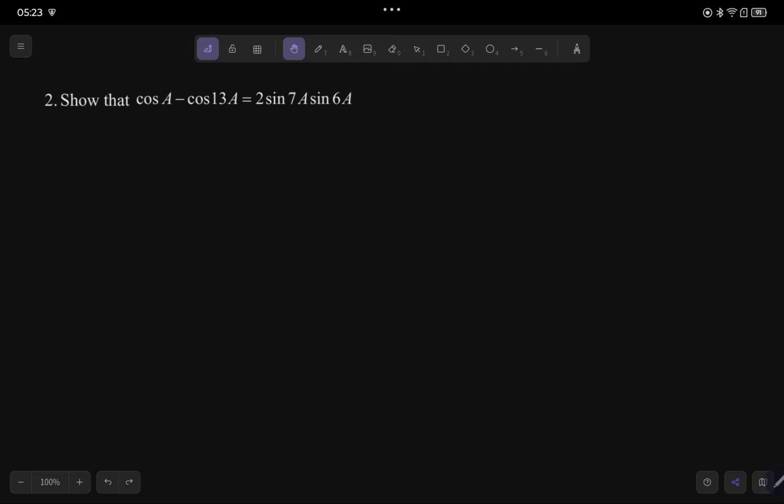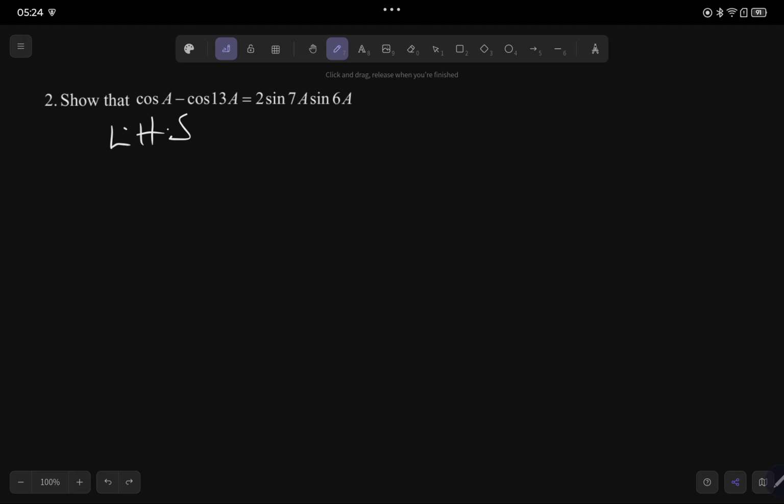Question number 2, show that cos A minus cos 13A is equal to 2 sin 7A sin 6A. Now, again, we shall begin with our left hand side.